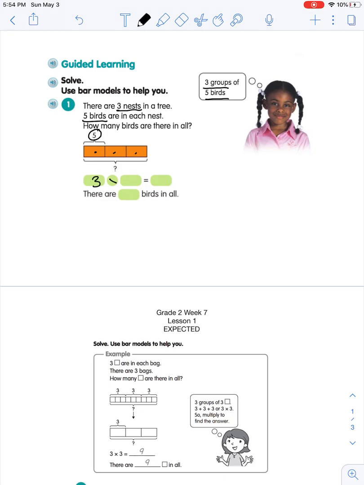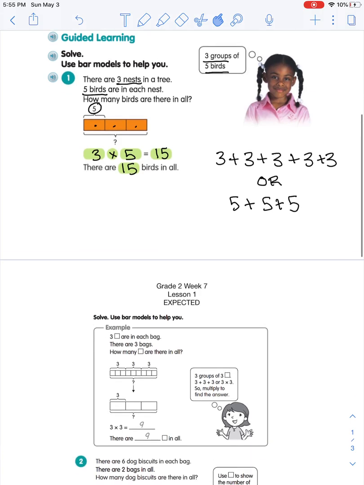So I know that I'm doing 3 groups of 5. So I know that's the same thing as saying 3 times 5 equals blank. Or if you're thinking about the repeated addition, it could be 5 plus 5 plus 5. And I know 3 times 5 or 5 times 3 or doing the addition version are all going to get me 15. So there are 15 birds in all.